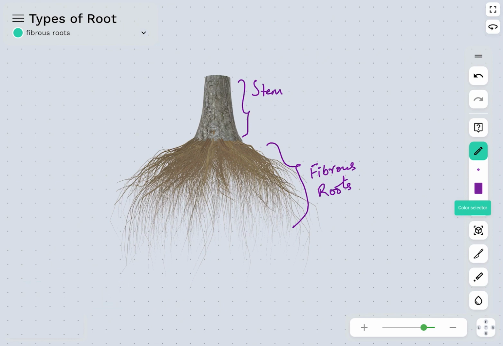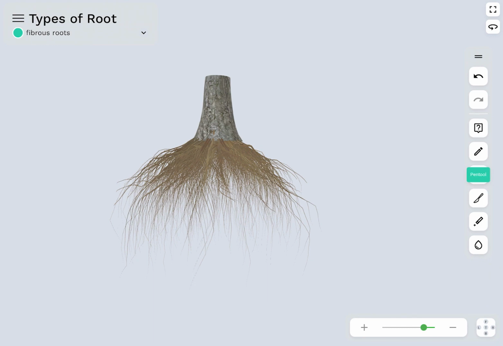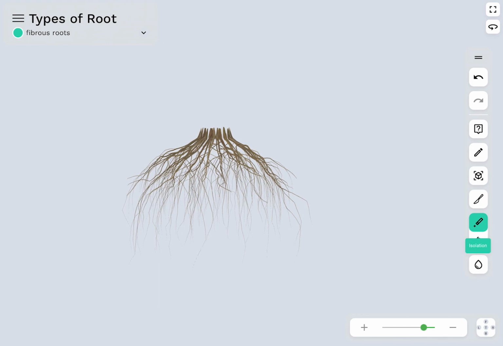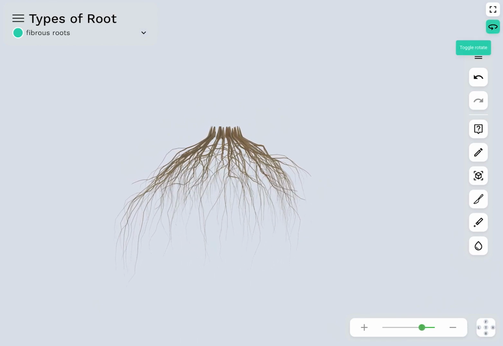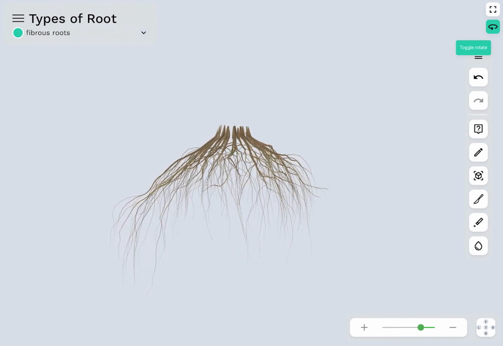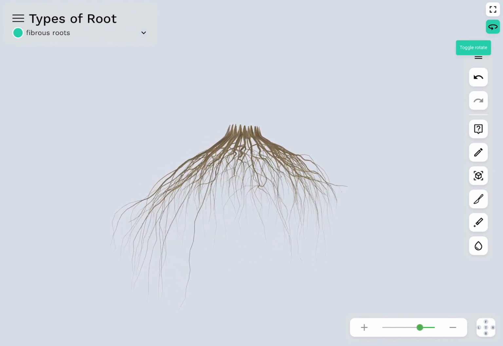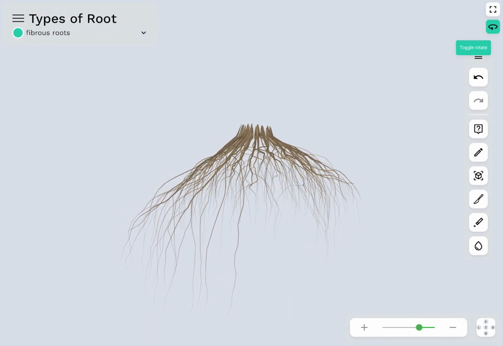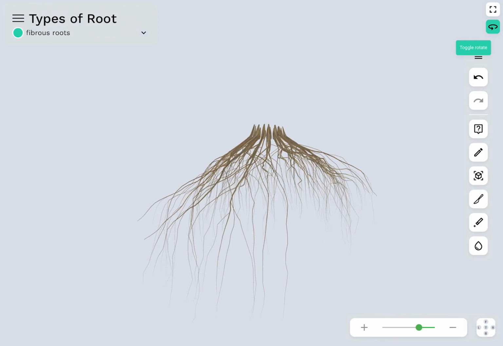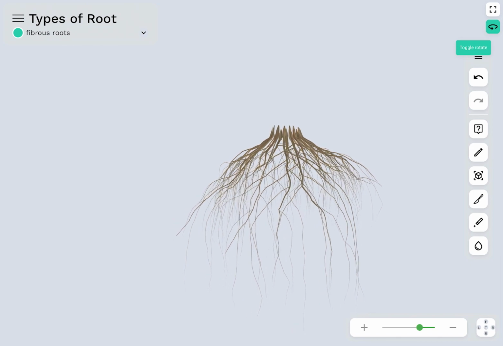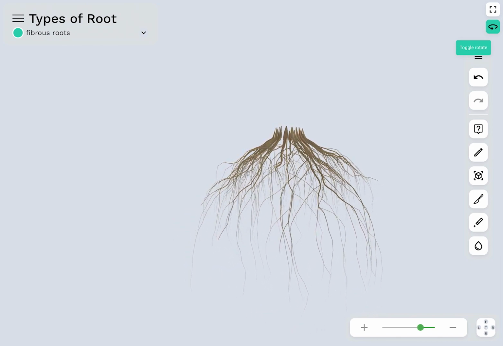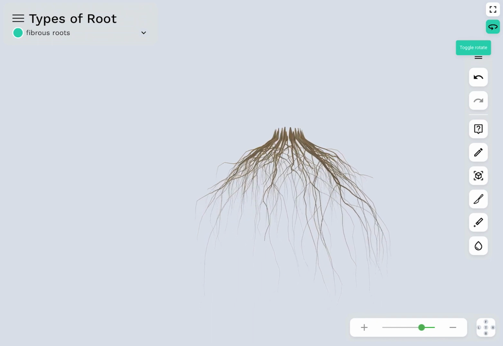Now if I isolate the roots like this and rotate it, you can see how thin and fiber-like these roots are. Almost all the roots present in the fibrous root system are of equal diameter, more or less of equal shape and size. So there's no distinction of primary, secondary or tertiary roots in this fibrous root system.